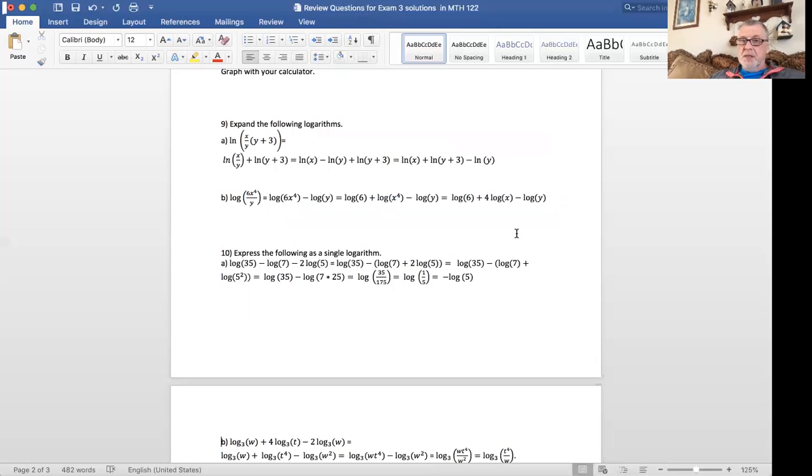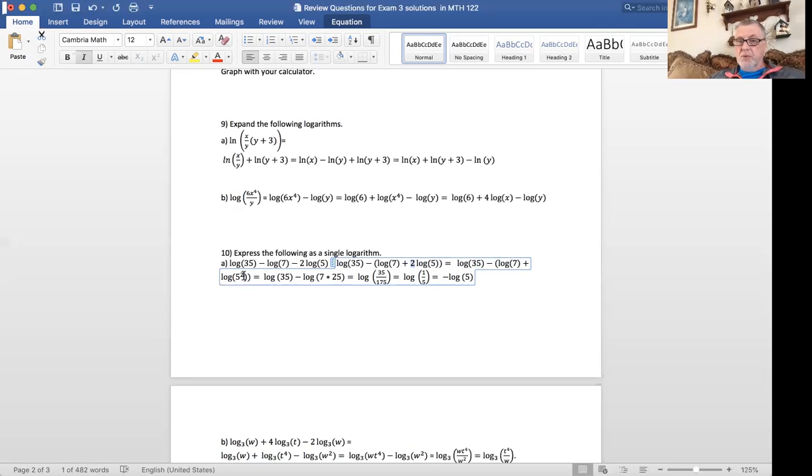We're going to express this as a single log. So we have the log of 35 minus the log of 7 minus 2 log 5. Before I do anything, since these are both negative, I'll factor the negative out and write log of 35 minus the quantity log 7 plus 2 log 5. Then I note that inside the parentheses, I have this coefficient, this multiple of 2. I'll move it up and write it as a 5 squared. And so that gives us the log of 35 minus the quantity log 7 plus log 5 squared.